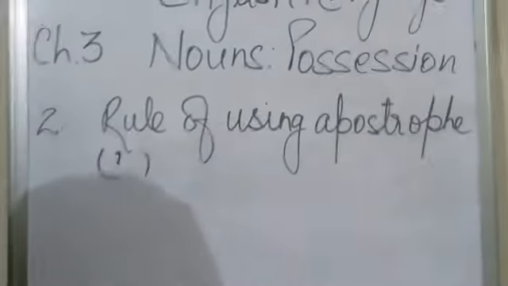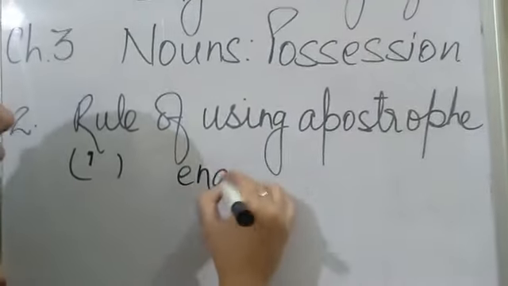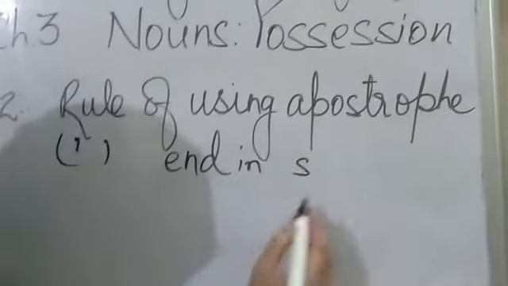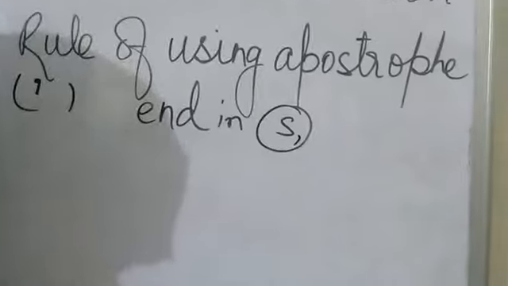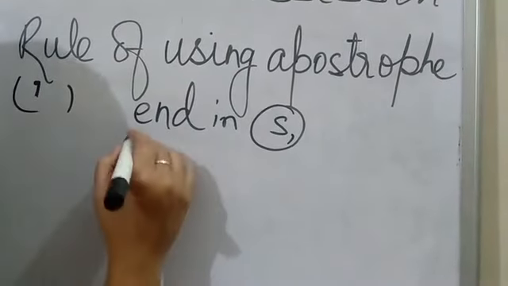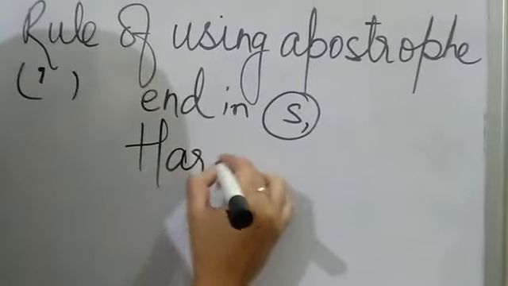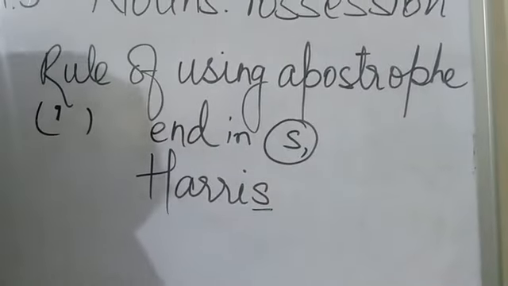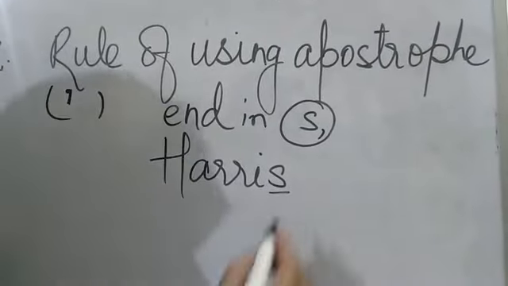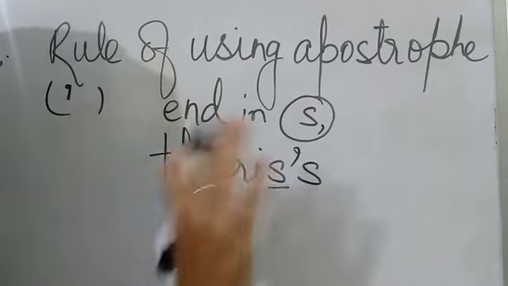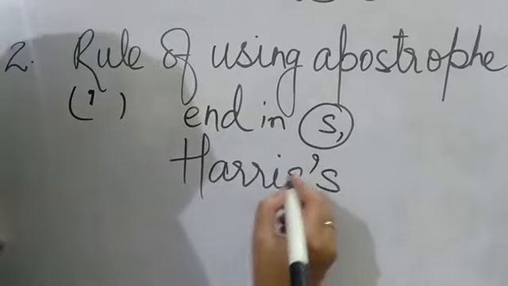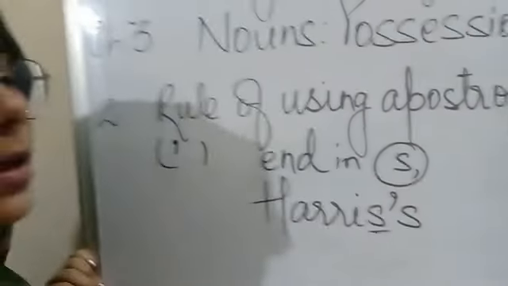Second rule of using apostrophe: after people's names that end in S. There are certain names which end in S. For example, you can say Harris. The noun here ends with S. Here we will not add apostrophe and S again. ये S से end हो रहा है, उसके बावजूद हम apostrophe S नहीं लगाएंगे.